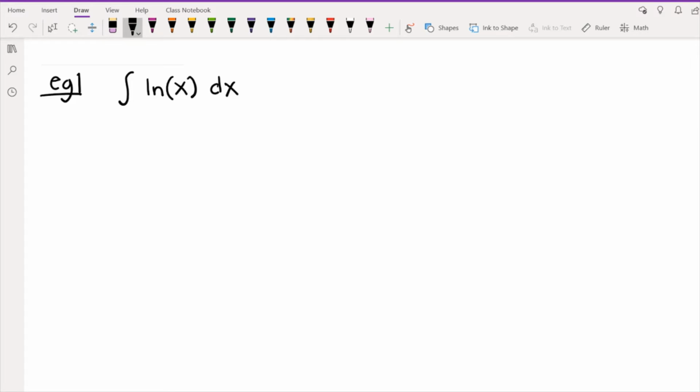So it would not make sense to call ln of x dv, right? Because then we would have to find the antiderivative, and we don't know how to do that. So we're going to choose to call ln of x u. So we're going to set u equal to ln of x. And then that leaves us with dv being 1 times dx.